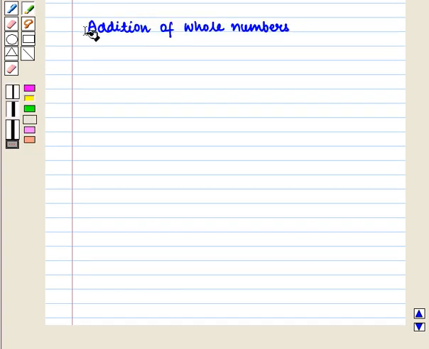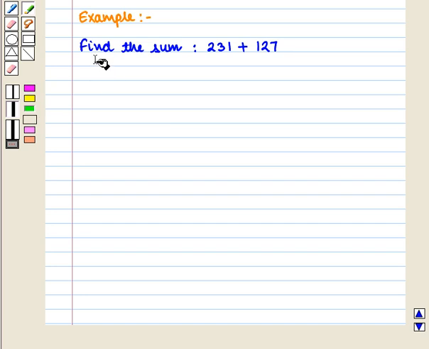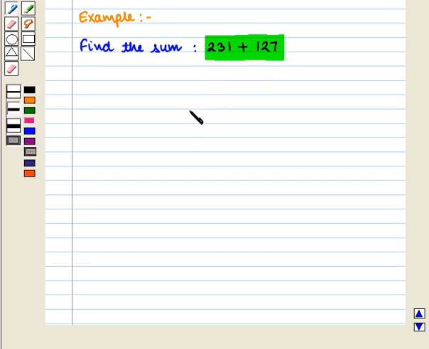Now let us see how to add whole numbers. To add whole numbers, we add the digits in each place value position starting from the unit place. For example, find the sum 231 plus 127. So here, we first write the number 231 and write the second number 127 just below the first number, lining up the digits at the unit place.